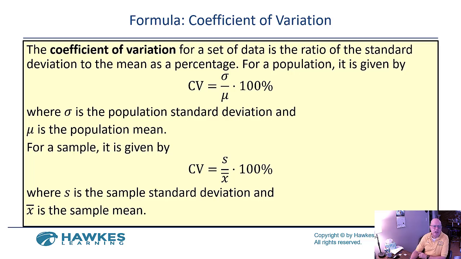Next, the coefficient of variation. This is the ratio of the standard deviation to the mean. It's a ratio, which means we're talking about a fraction. We could write it like this. And as a fraction, you're going to multiply it by 100%, so the CV, or coefficient of variation, is in a percentage format.